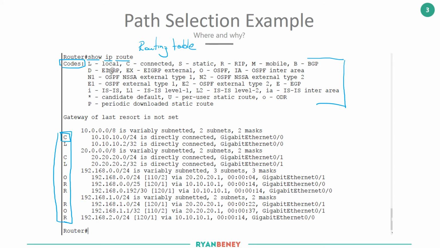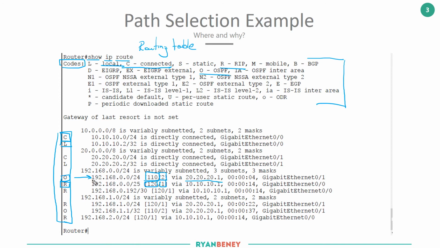So we've got C for connected, we've got L for local, we've got R for RIP, and we've got O for OSPF. So this tells us that this particular route was installed via OSPF, and it has certain attributes, like it has the AD of 110 versus RIP of 120, and it has a cost of 2 versus a hop count of 1 for RIP.